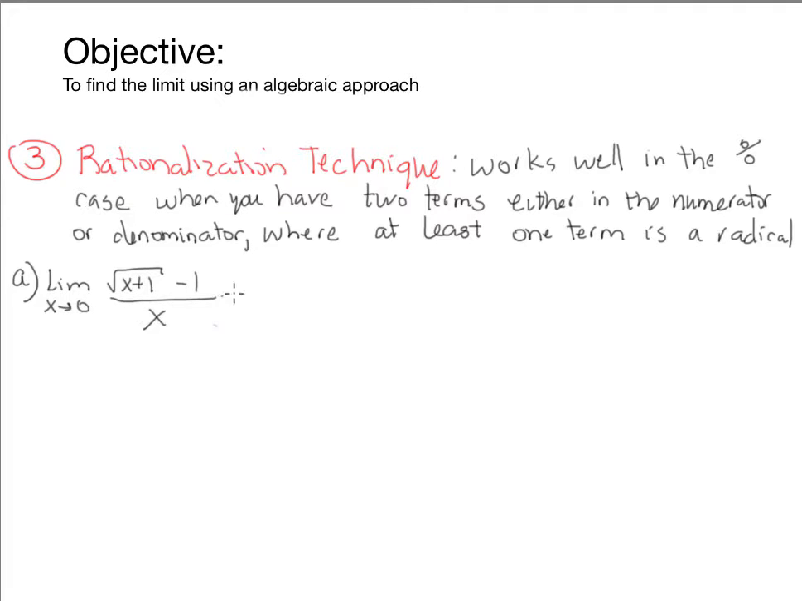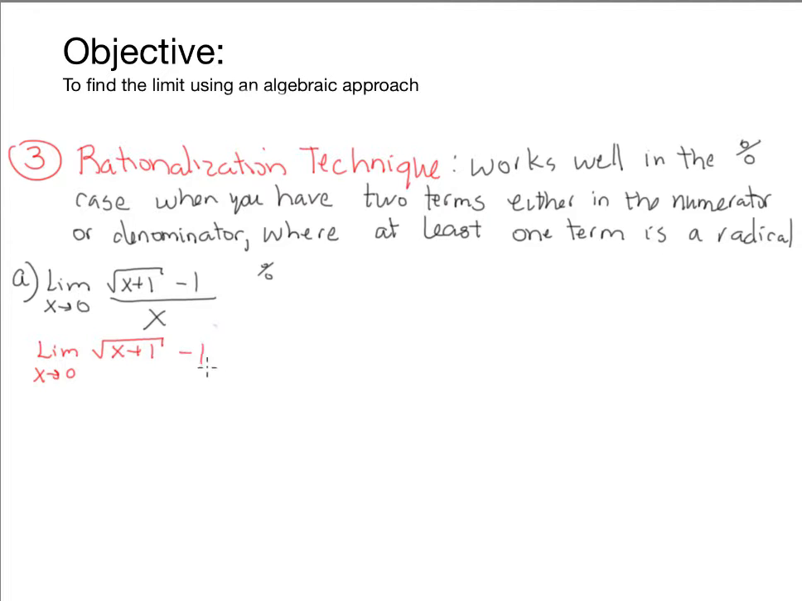Okay, here's our first example. Now I'm going to start with direct substitution, plugging in the 0 straight into this. I end up with square root of 1 minus 1, which is 0 divided by 0. So I have the indeterminate form. And also I notice I have a binomial at the top and I have a radical. So I'm going to try the rationalization technique.